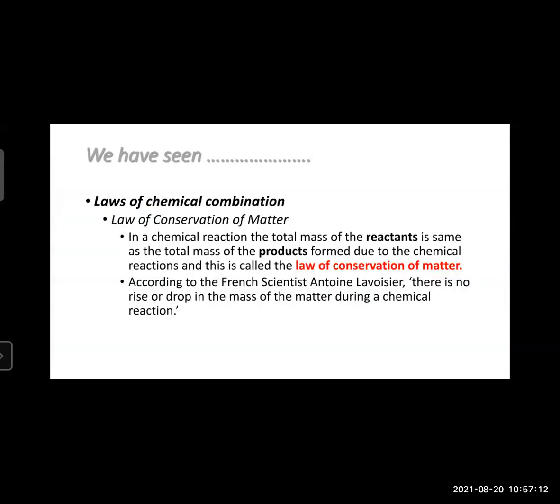Now we have seen the laws of chemical combination. Out of them, the first law was the law of conservation of matter. As we have seen, in a chemical reaction the total mass of reactants is equal to the total mass of products, and that is the law of conservation of matter. Before reaction and after reaction, the total mass of the combining material will be conserved, and that is called the law of conservation of matter.